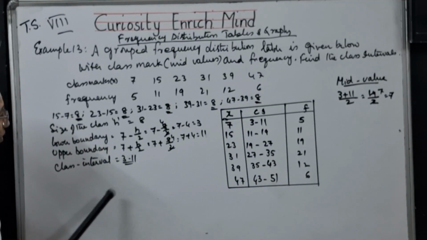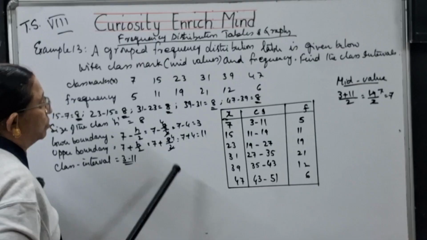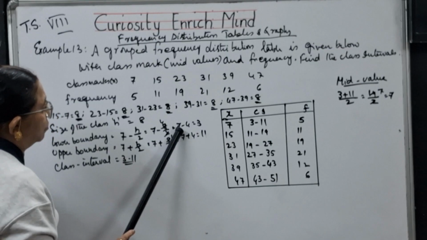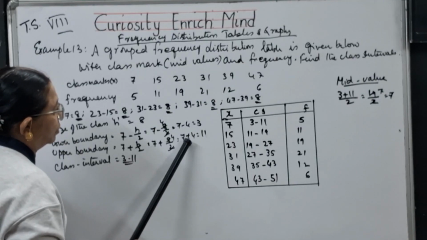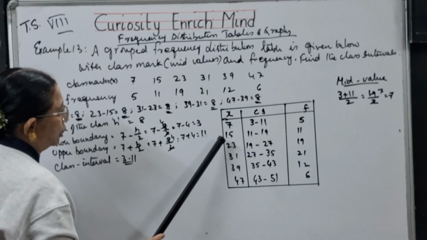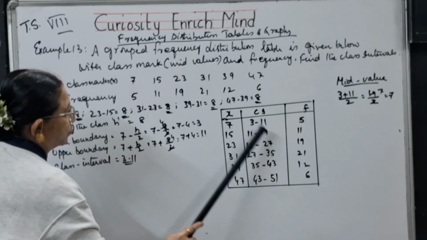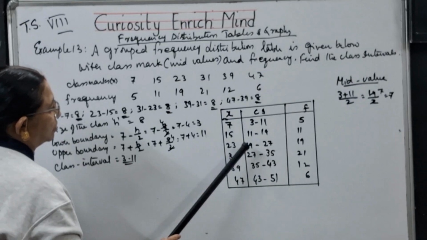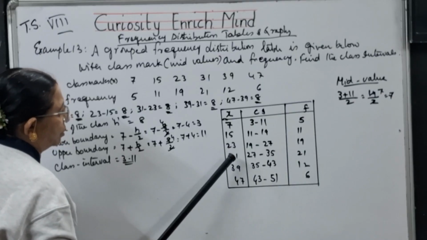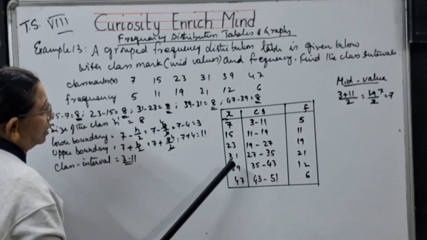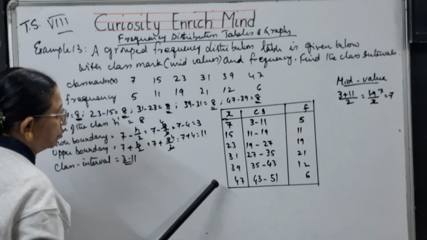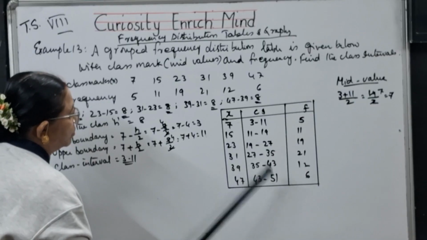So, the remaining I can continue. I need not do this for every class. So, I have got the next one, 15. What did we have? 15 minus 4 and 15 plus 4, that is 11 to 19. 23 minus 4 is 19, 23 plus 4 is 27. 31 minus 4 is 27, 31 plus 4 is 35. 39 minus 4 is 35, 39 plus 4 is 43. 47 minus 4 is 43, 47 plus 4 is 51.